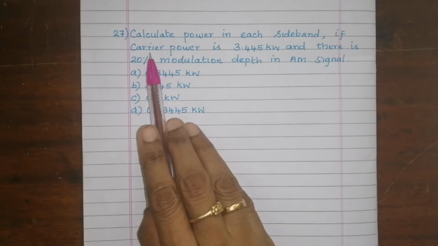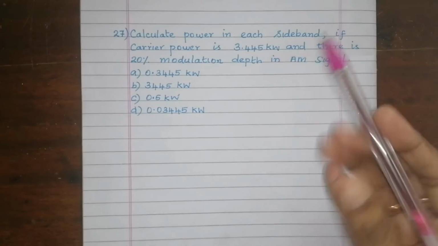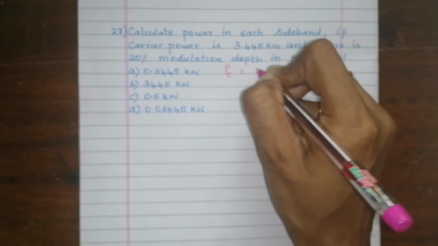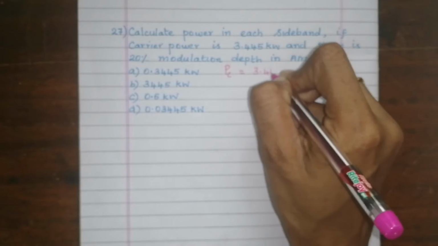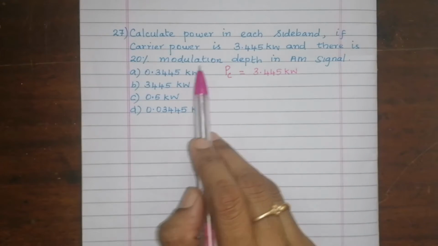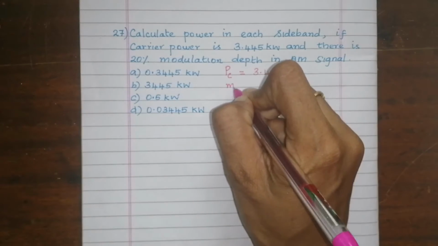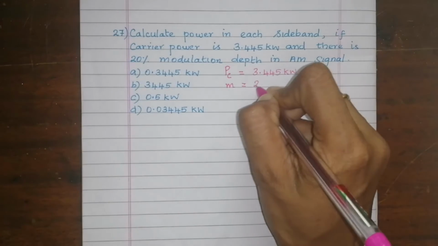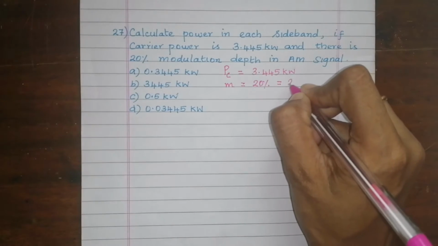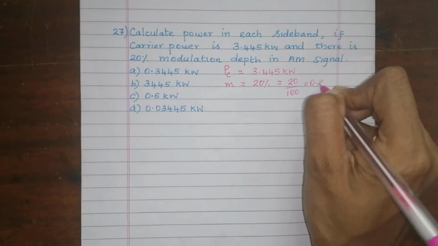In the question, carrier power is given. Carrier power is 3.445 kilowatts. Carrier power, we have to denote it as PC. PC is equal to 3.445 kilowatts. Then what is given? Modulation depth. Modulation depth is nothing but modulation index. Modulation index M is equal to 20%. 20% can be written as 20 by 100, which is equal to 0.2.